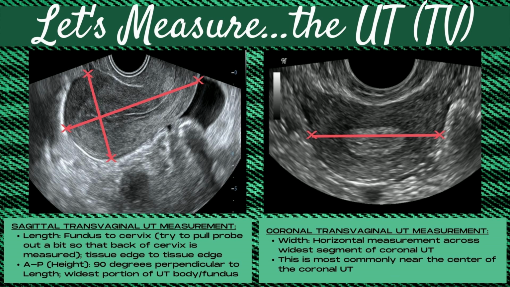And next, measure the AP, or the height dimension. And this is going to be exactly 90 degrees perpendicular to the length. And you want to measure this at the widest portion of the uterus, body, and fundus.